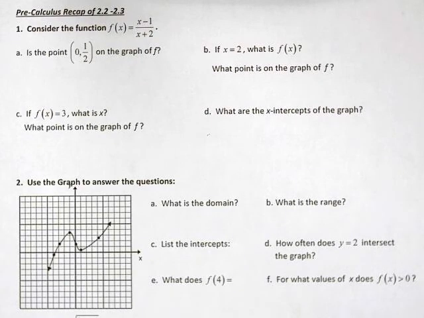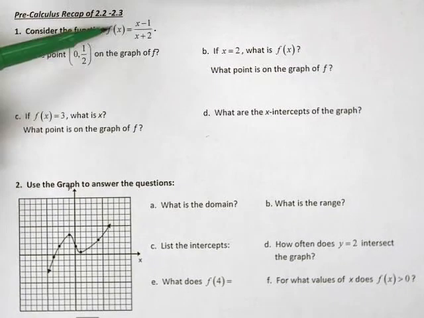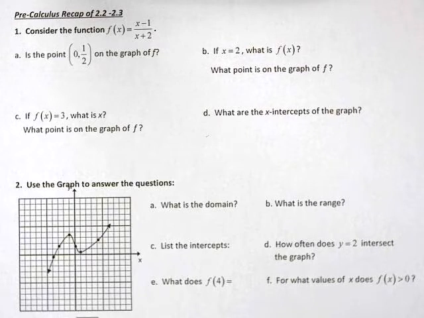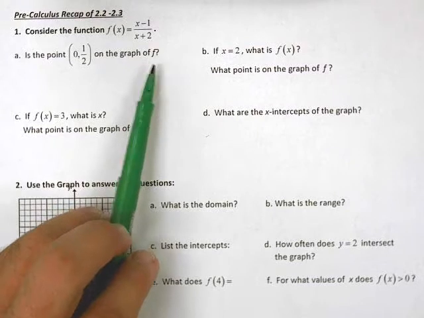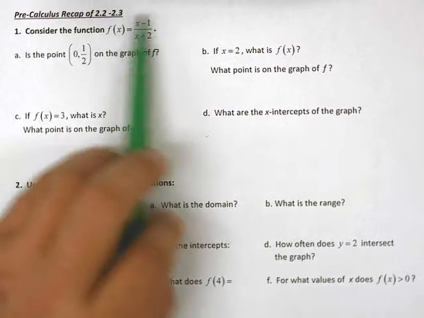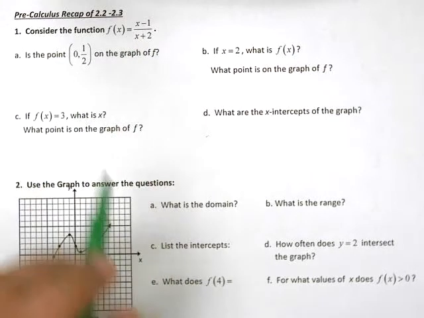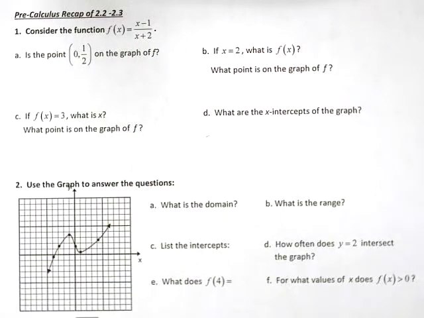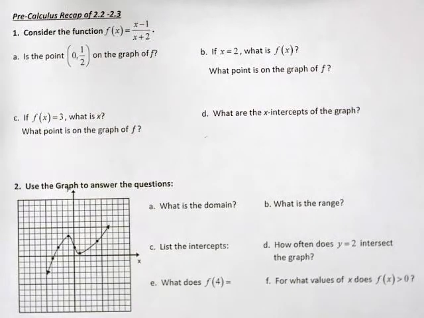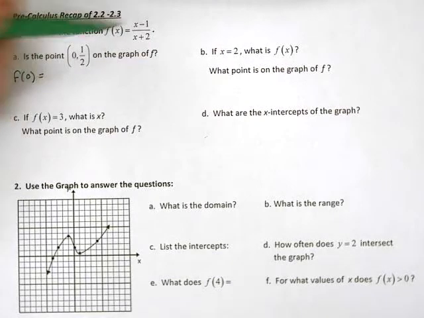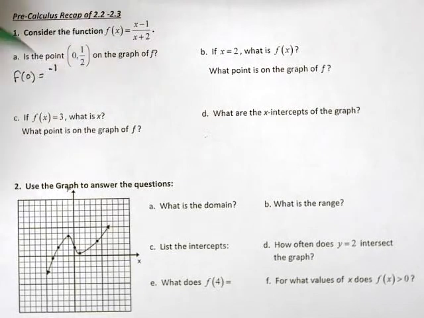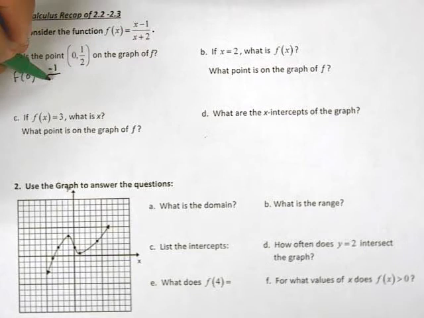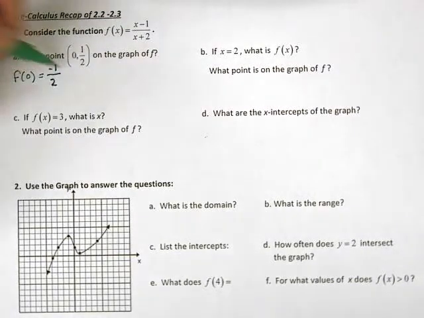So, review. Consider the function f of x equals x minus 1 over x plus 2. Hopefully we remember, if we want to know if a point is on the graph of f, then we need to plug in an x value, plug in an input, and see if the output that we get matches with the output that we have in this point. Okay? So, we're going to do f of 0. We're going to basically plug in 0 into both spots of the f function. So 0 minus 1 is negative 1. 0 plus 2 is positive 2. f of 0 equals negative 1/2.